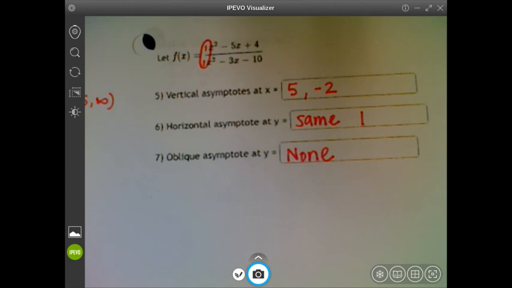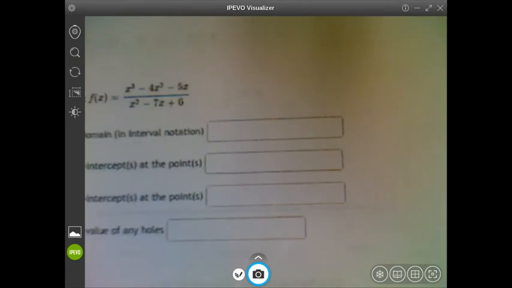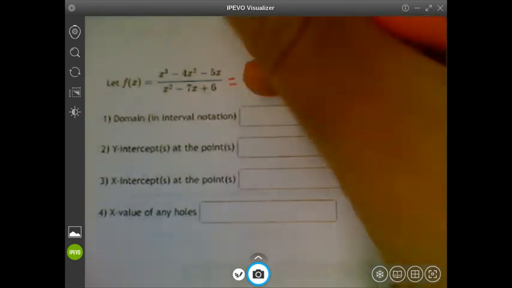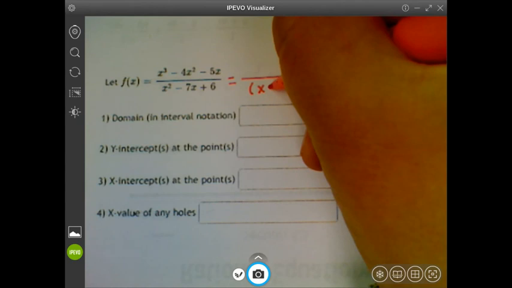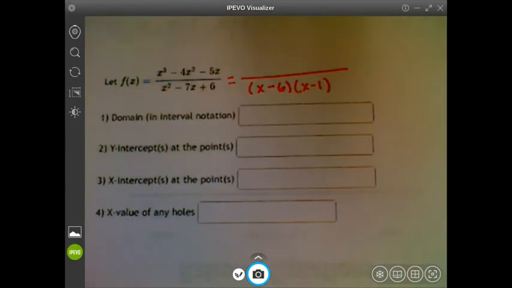All right, we have one more example, one more rational function, that we're going to find all the important pieces of information for. So we're going to start by factoring both the top and the bottom. The bottom's pretty easy to factor, right? Negative 6 and negative 1 to make negative 7.